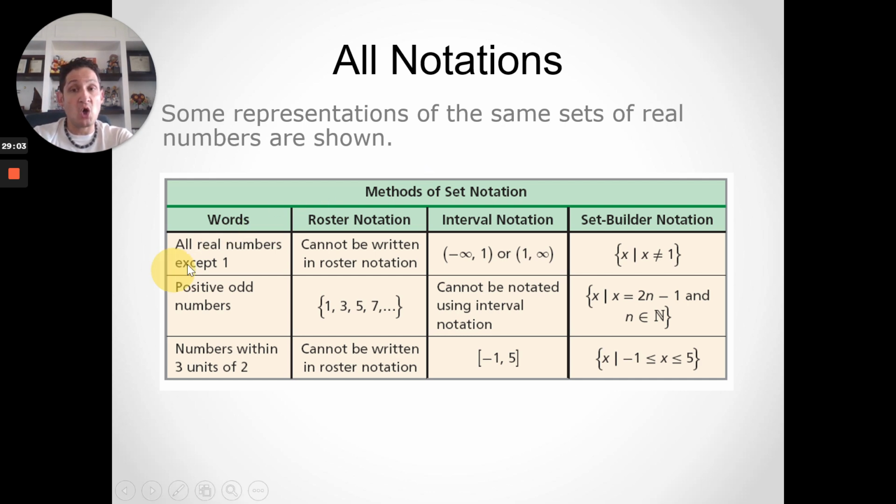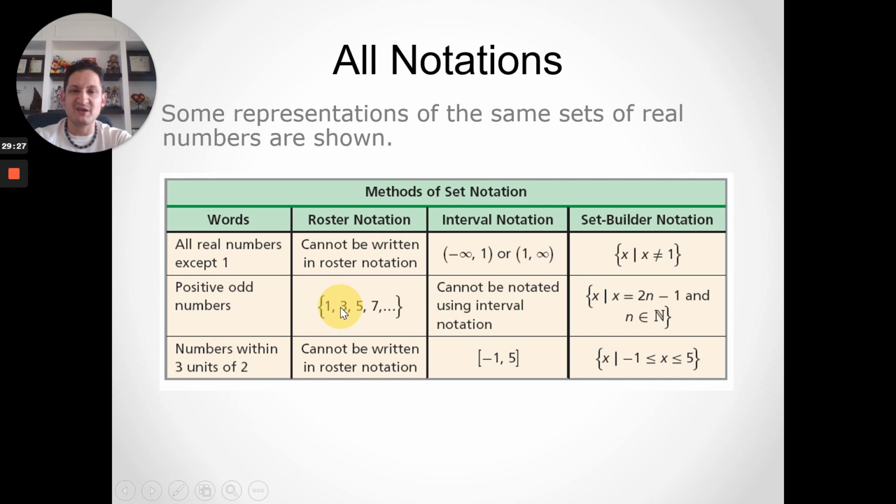If I want all real numbers but 1, set builder notation, you'd write it like that. They're values of x, but x isn't 1. But you can't write a roster. That's a lot of numbers. We wouldn't do that. And you could write an interval. It's in one side or the other, not equal to 1. It goes to negative infinity in one direction and positive infinity in the other. This might be a time I'd want to use set builder notation.